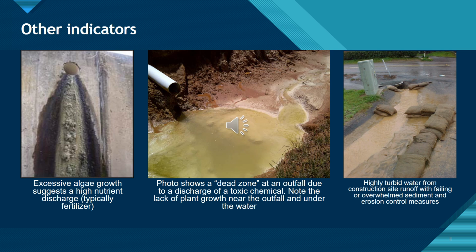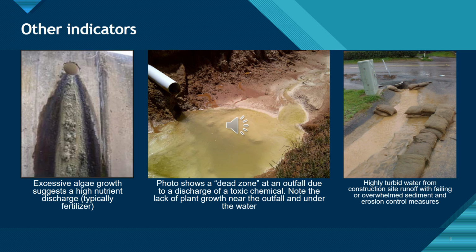So some other indicators might include excessive algae growth, and this might suggest that there is high nutrient discharge, which typically would be from fertilizers. The next photo shows a dead zone from an outfall, and this has been due to a toxic chemical. Note the lack of plant growth near the outfall and under the water, which would also give you signs that something is wrong and that water quality is not doing well.